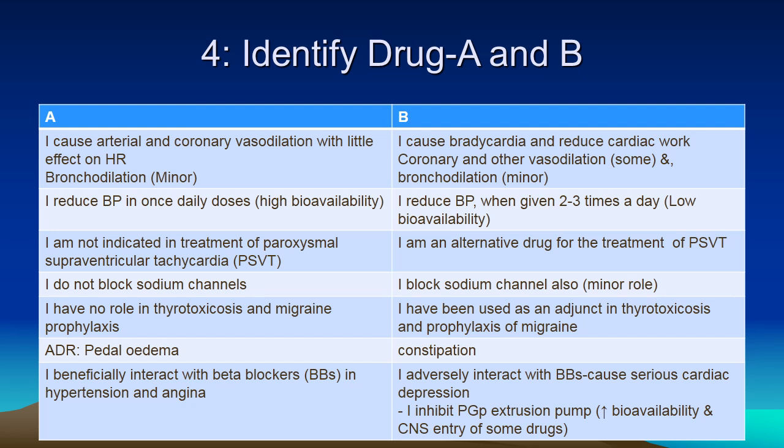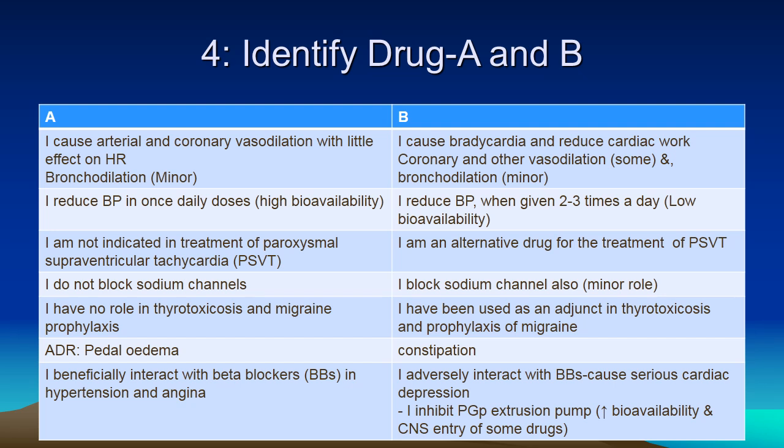Identify drug A and B as a next exercise. A causes arterial and coronary dilatation with little effect on heart rate. Some bronchodilation may occur. B causes bradycardia, reduced cardiac work, coronary dilatation, vasodilation, and minor bronchodilation. A reduces blood pressure in once daily doses. B reduces blood pressure in 2 to 3 times daily doses.